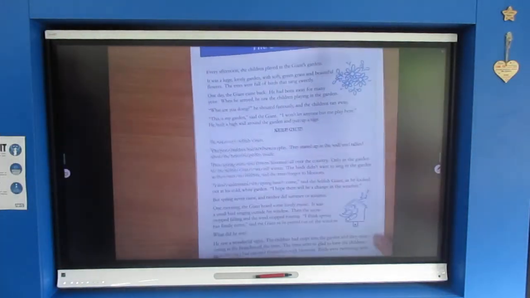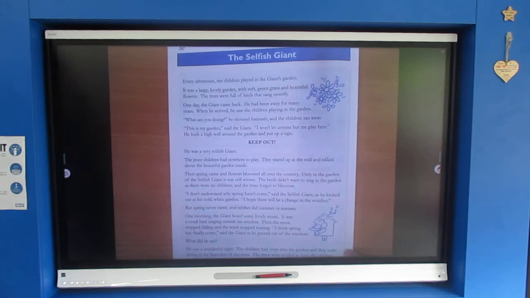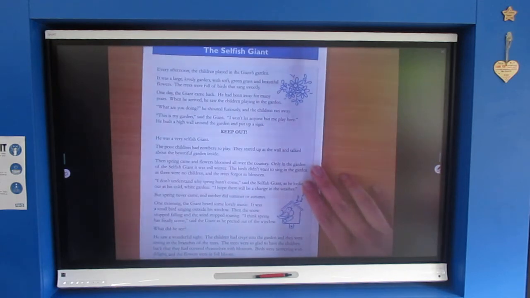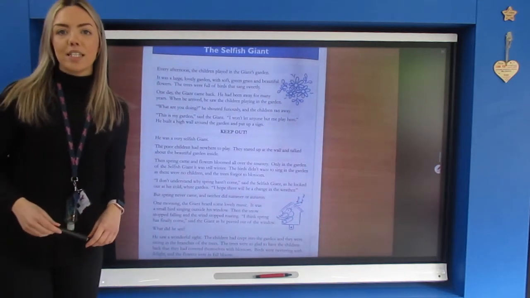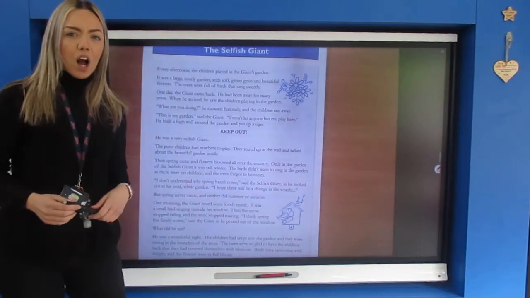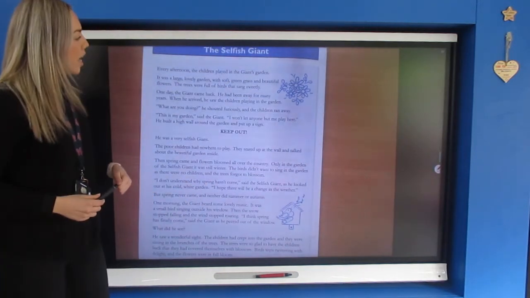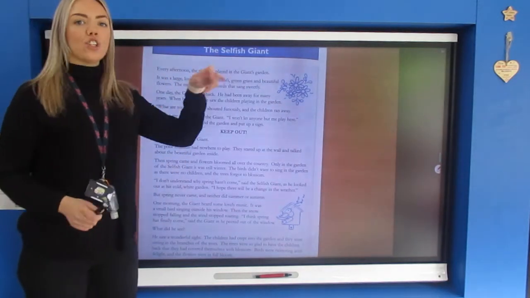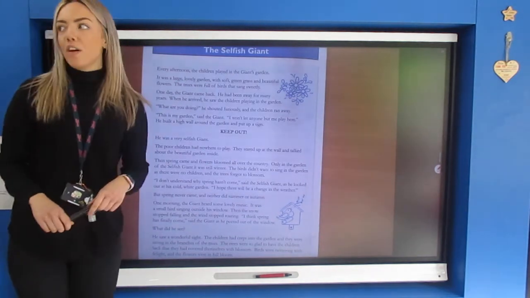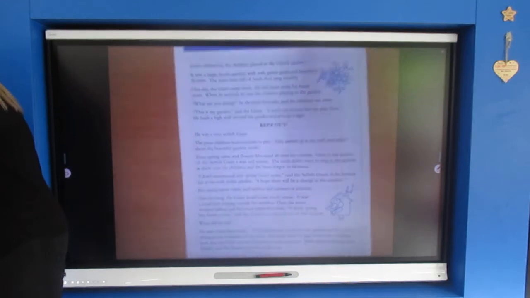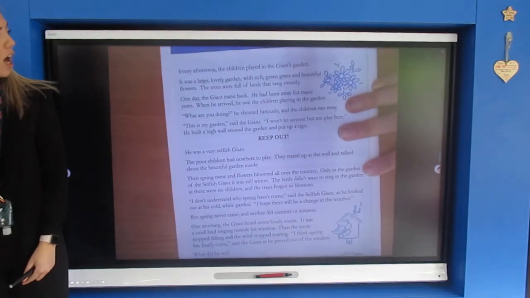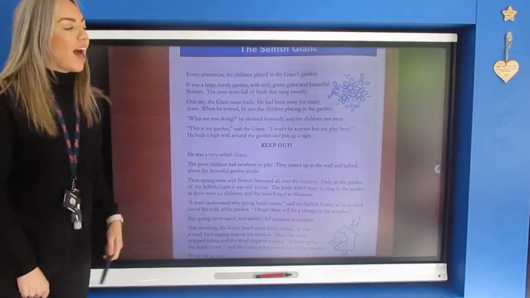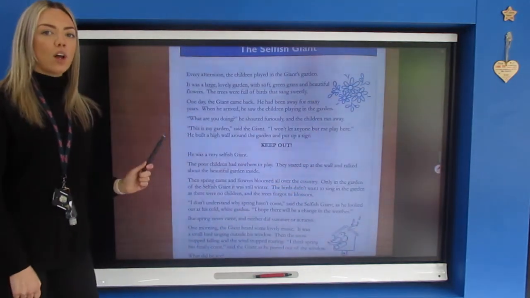Now when we opened our booklet at the beginning, what did we notice? We noticed that our text today is very, very long, isn't it? So you can see here that there are a lot of words today, and it is a text all about, let's have a look at our title, the selfish giant. Okay? Now, the first thing that we are going to do in our text is we are going to think about our adjectives, okay? And I know that there are lots of adjectives within our text today.